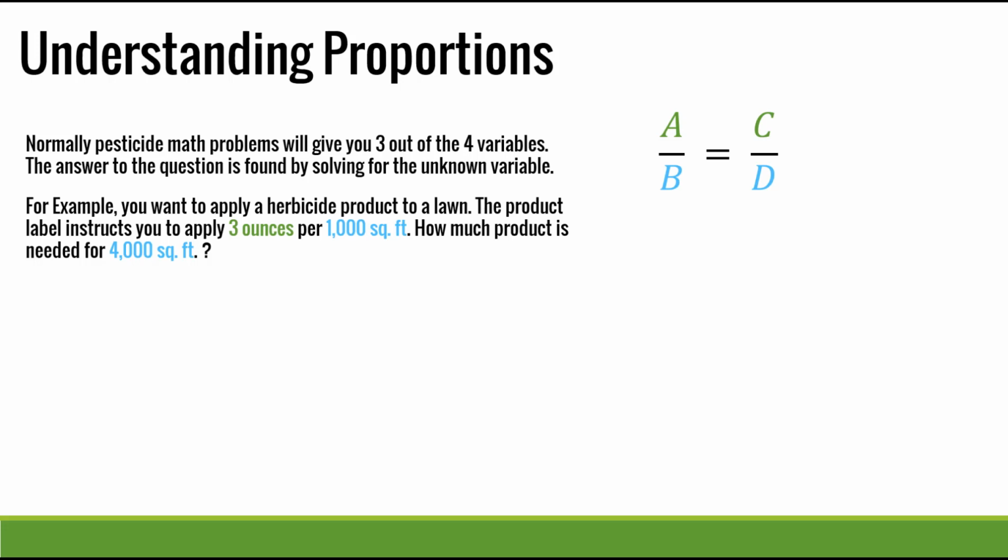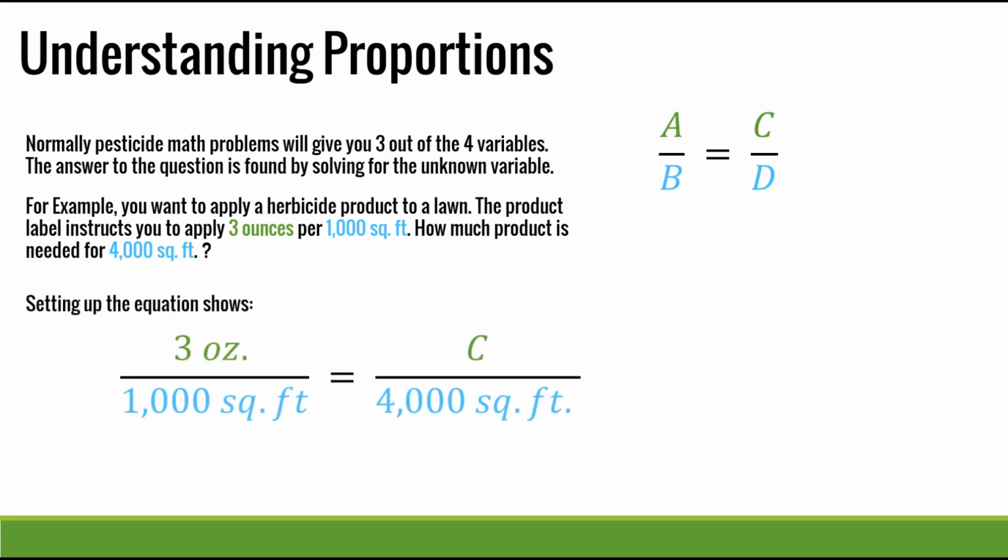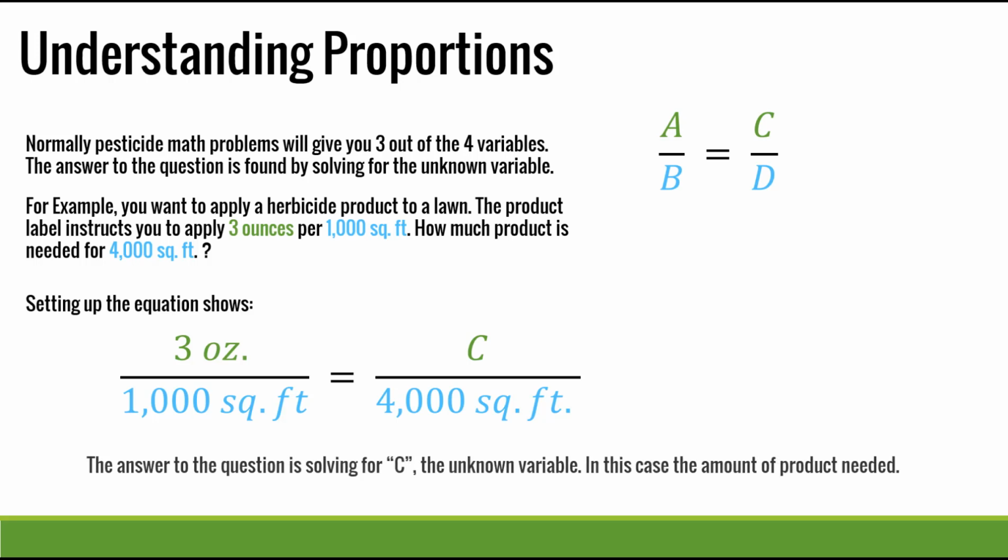In this instance, I've color-coded the numbers to reflect the proportions. 3 ounces is A, 1,000 square feet is B, 4,000 square feet is D. So for this instance, we'll set up the proportions like this: 3 over 1,000 is equal to C over 4,000. The answer to the question is solving for C, the unknown variable, and in this case, the amount of product needed.